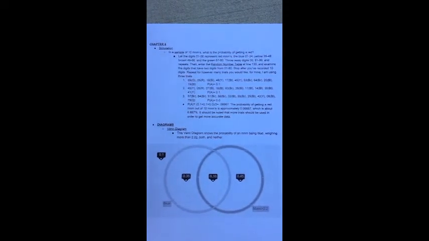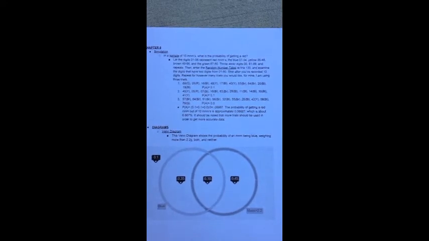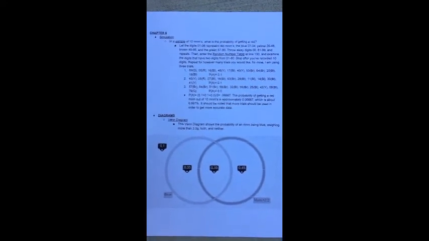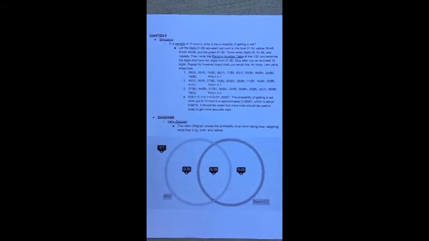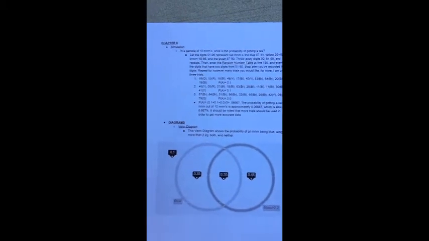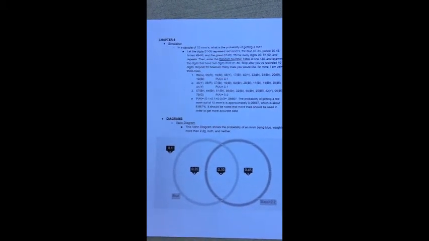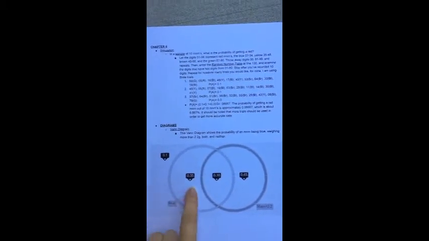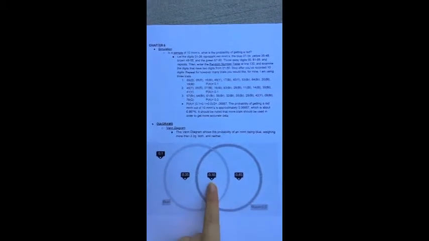For chapters 2 and 6, data was collected by numbering and weighing each M&M and counting out how many M&Ms of each color there are. For chapter 6, we had to create a Venn diagram. A Venn diagram shows the relationships between two sets of data or multiple sets of data in the format of circles. So this Venn diagram shows the probability of an M&M being blue, weighing more than 2.2 grams, both, and neither.